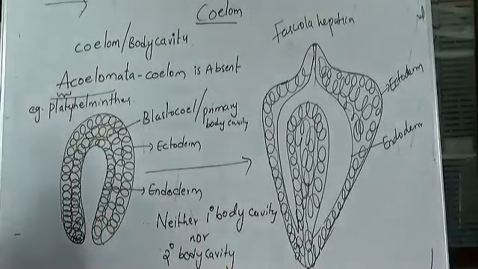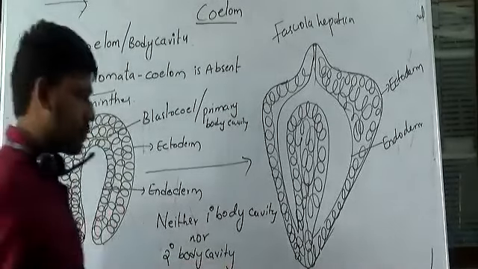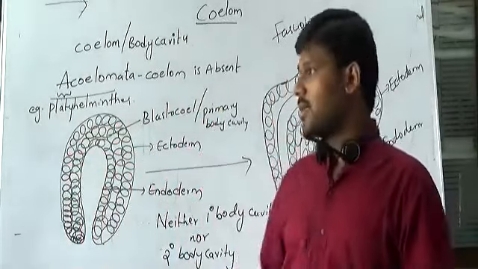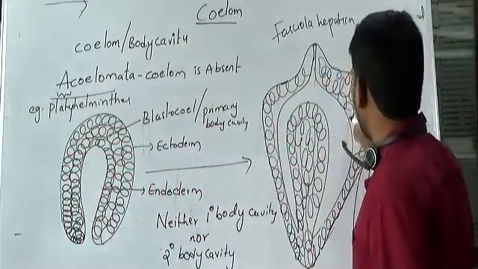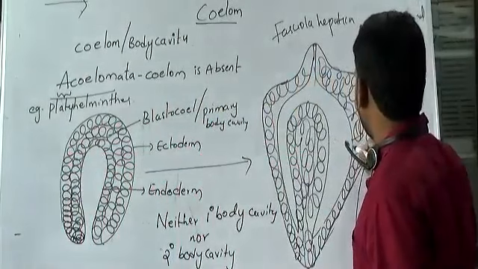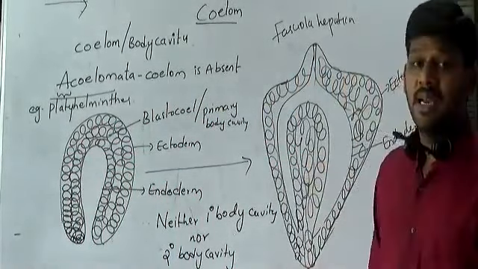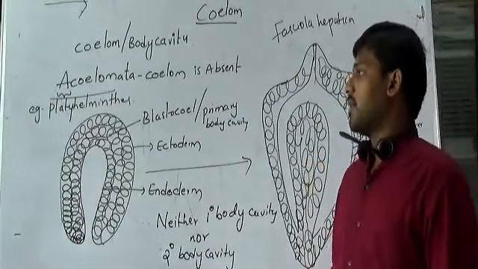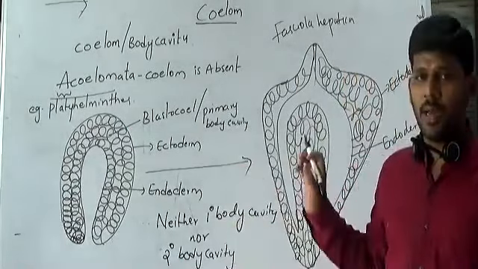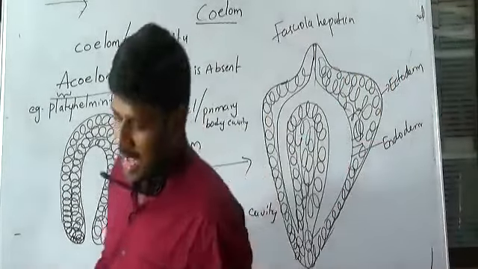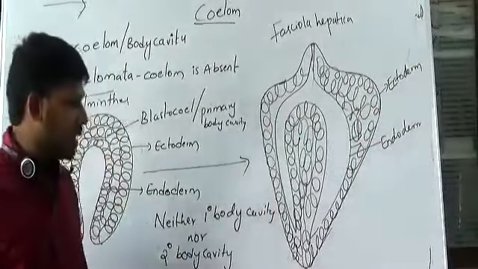So in these acoelomata, the food substances are slowly going to diffuse from the alimentary canal to the body parts, to compensate for the lack of a circulatory system. This is about acoelomata. A means absent. What is absent? Coelom is absent, right?